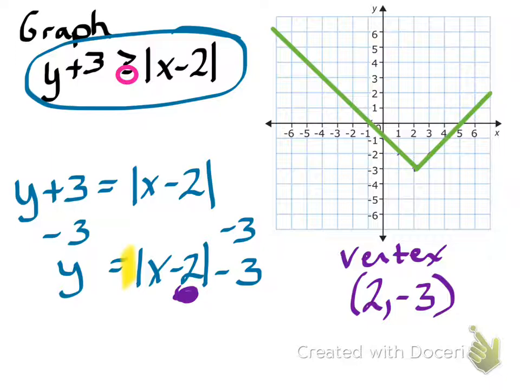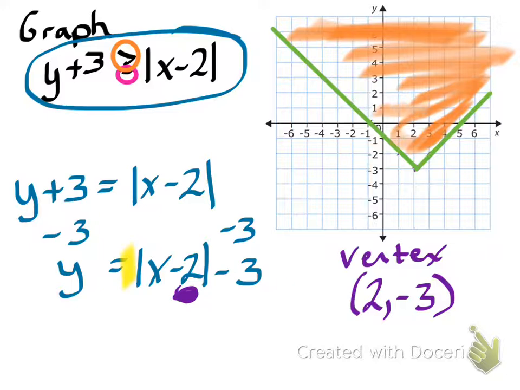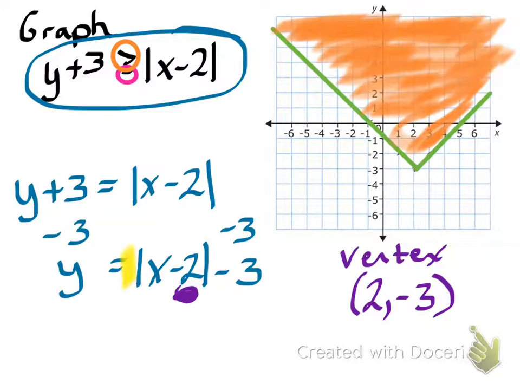Now, I'm going to look at the symbol above, and we had greater than, and so that greater than tells me which side I'm going to shade on. I'm going to shade above the line because it was greater than. And so everything above the absolute value line, the border line, is shaded.